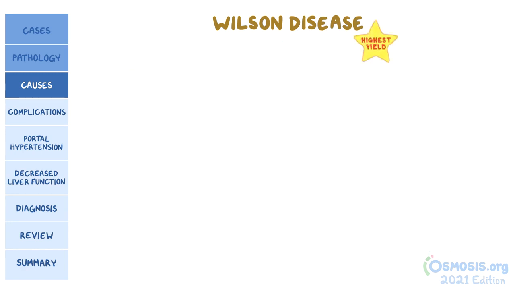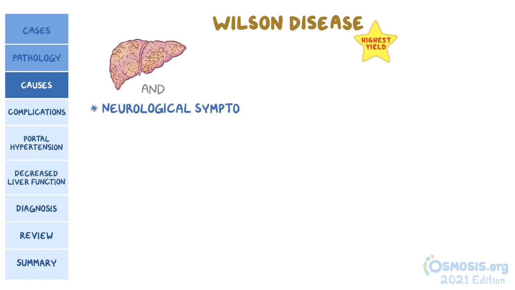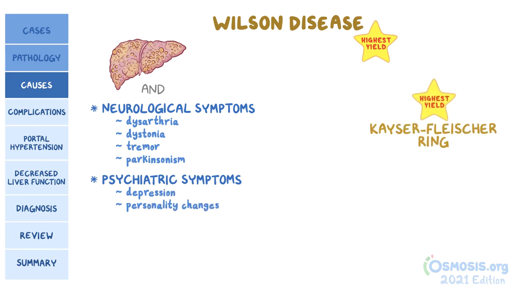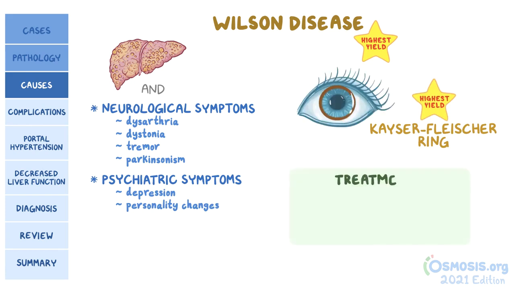A typical case in your exam will present an individual with cirrhosis and neurological symptoms like dysarthria, dystonia, tremor, and Parkinsonism, or psychiatric symptoms like depression and personality changes. And another high-yield finding is Kayser-Fleischer ring, which is a dark ring around the iris due to copper deposits in the cornea. Treatment includes chelators that bind to excess copper, like penicillamine or trientine.